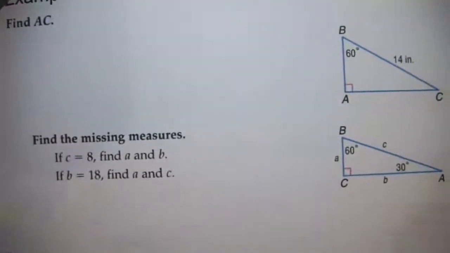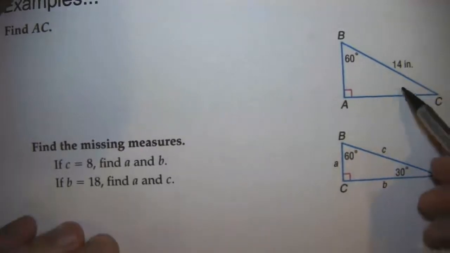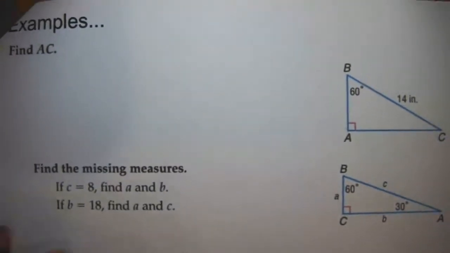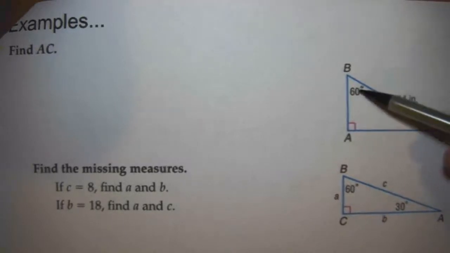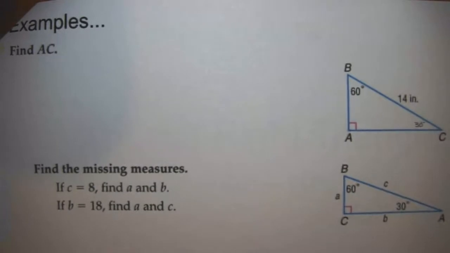All right, so let's take a look at our next example. Notice in this case, we don't have enough information to use Pythagorean theorem. We've only got the one side. Since we know it's a right triangle, and we've got 60 degrees here, we know this would have to be 30. This is one of our special right triangles, 30, 60, 90. So we're not going to be able to use Pythagorean theorem. We have to use what we know about special right triangles.